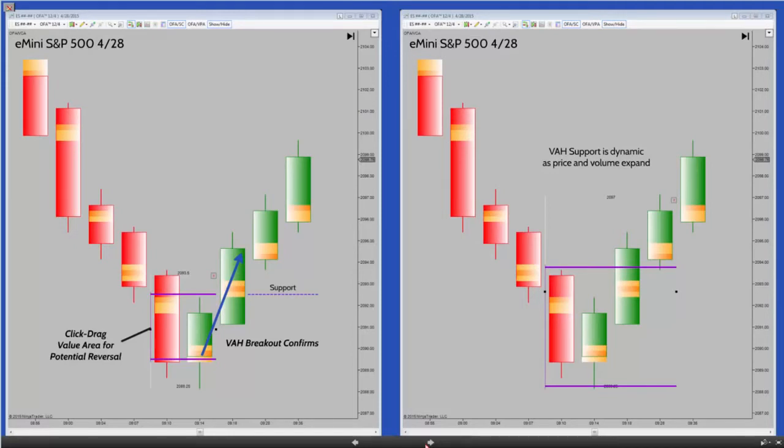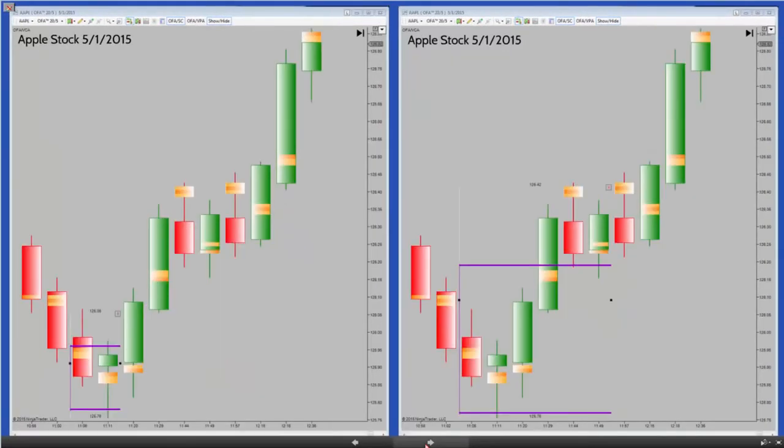And I want to be clear, this is not just a strategy for E-mini futures. Earlier, we were looking at a gold chart, and here's a chart of Apple. On the lower left, we see a low that's not confirmed by volume clusters. But there is a very clear breakout of the value area high price. And on the right, you can see how the value area holds support. Again, moving dynamically, tick by tick with the market.